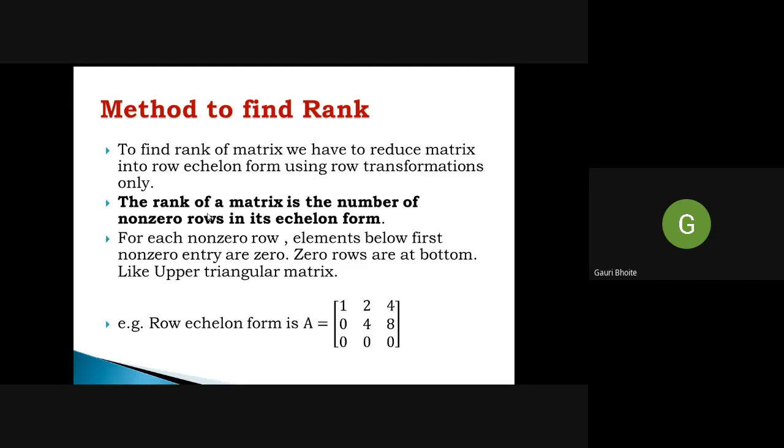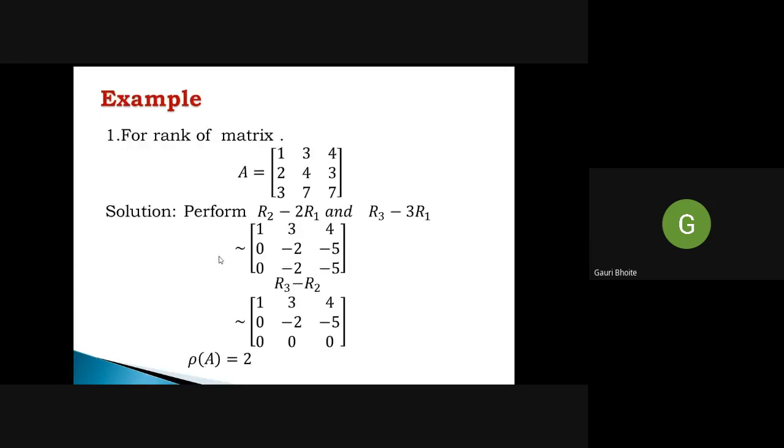Now, to reduce any matrix into row echelon form, we use row transformations. Let me recall how we reduce a matrix into row echelon form. Matrix A is given: first row 1, 3, 4; second row 2, 4, 3; third row 3, 7, 7. We have to find the rank of the matrix. So to find the rank, I first reduce this matrix A into row echelon form.